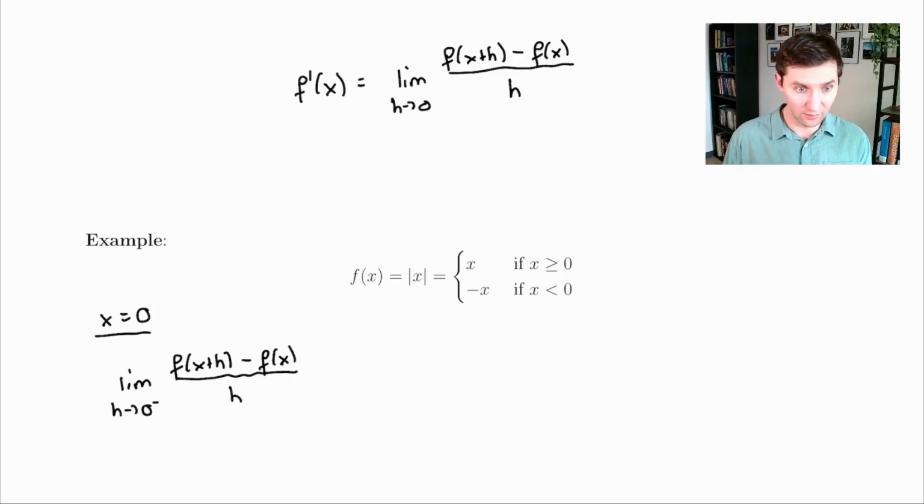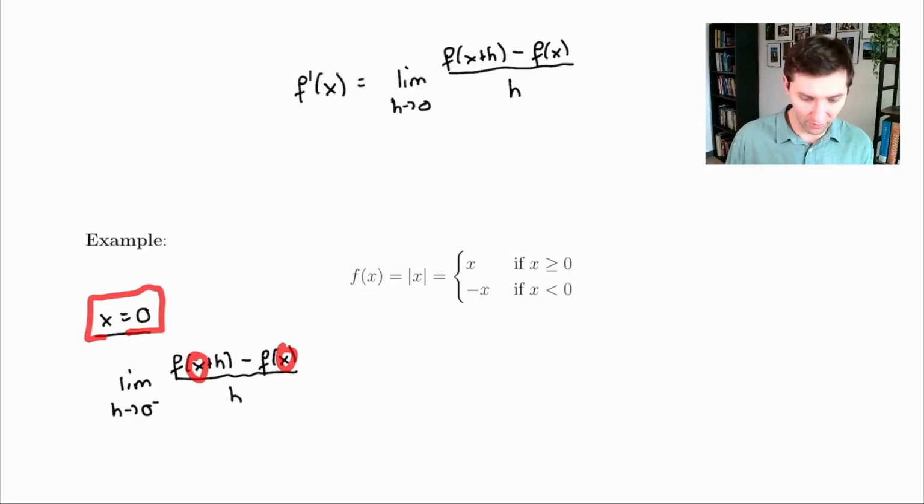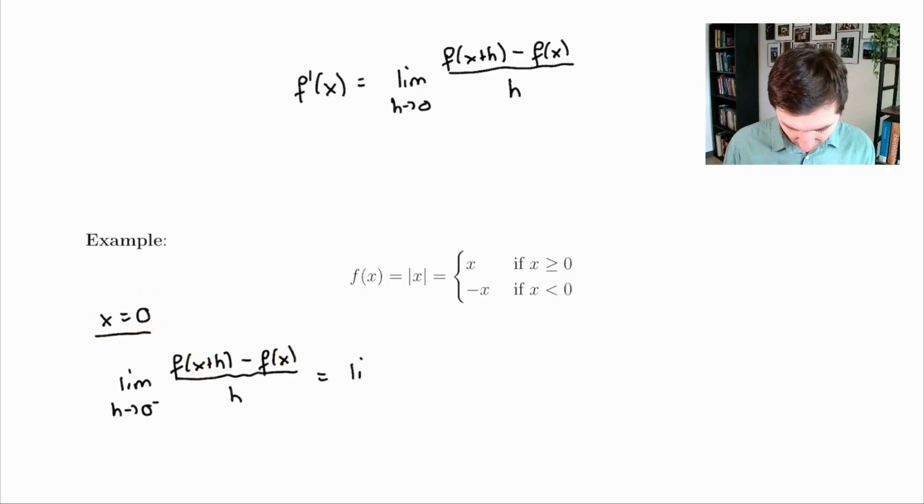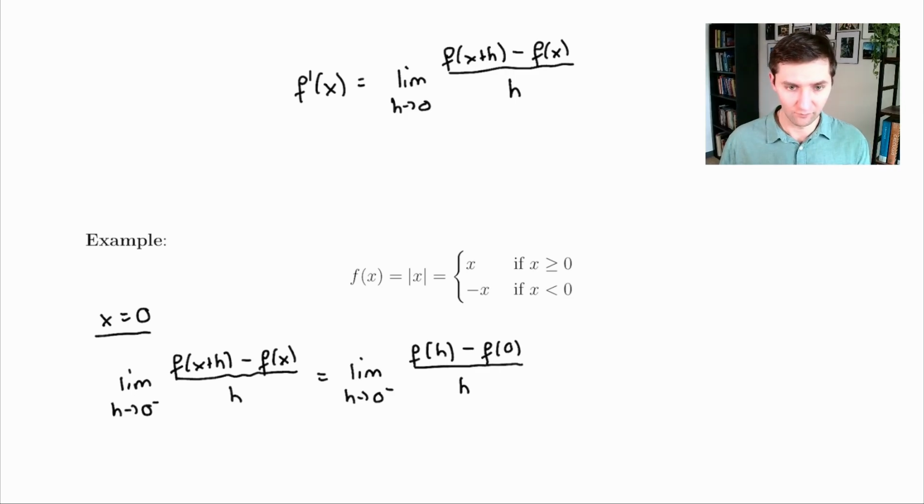Since I'm supposed to use x equal to 0, I will replace this x with 0, and I will get the limit as h goes to 0 from the left of f of 0 plus h, which is just f of h, minus f of 0 divided by h. Remember, the function f is the function absolute value of x. Also, the h I'm using is negative. I'm approaching 0 from the left. So I'm plugging in negative numbers to my absolute value.